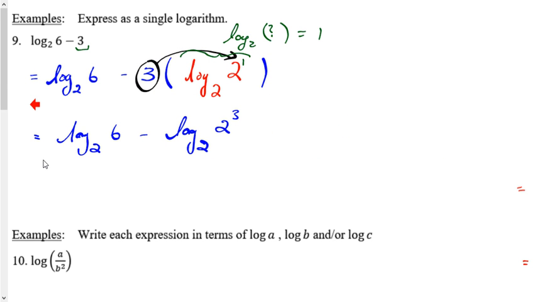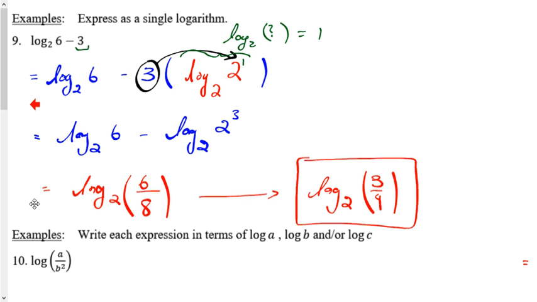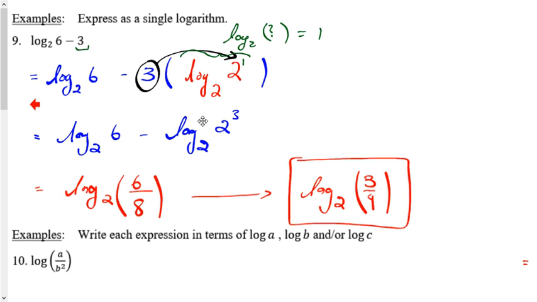So now I have a logarithm base 2, subtract a logarithm base 2. If I'm subtracting logarithms, that means I'm subtracting exponents. That happens when I was dividing the powers. So since 2 cubed is equal to 8, this expression in blue is equal to log base 2 of 6 over 8, which I can reduce to log base 2 of 3/4.